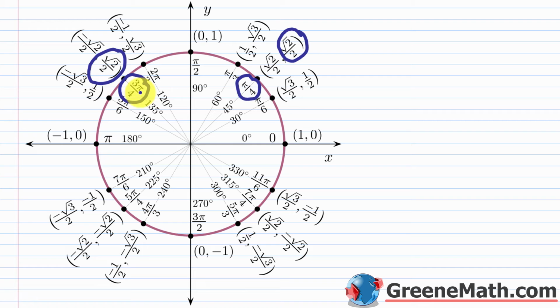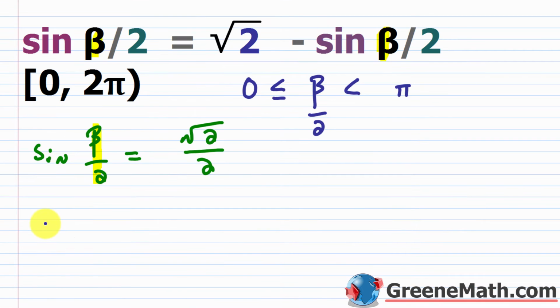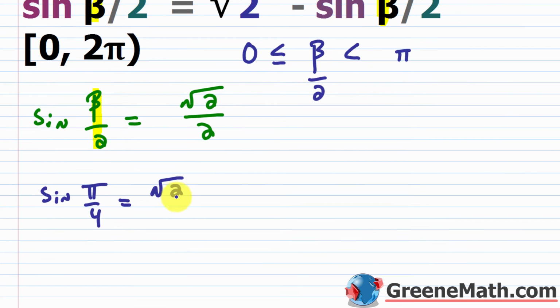So we're going to take pi over 4 and 3 pi over 4. So I'm going to say that the sine of pi over 4 is equal to the square root of 2 over 2, and also that the sine of 3 pi over 4 is equal to the square root of 2 over 2.